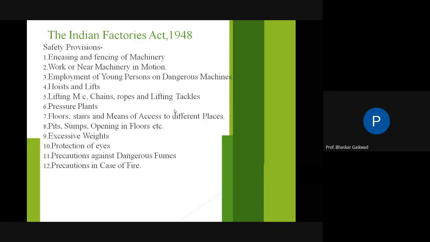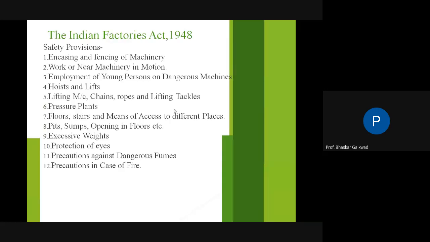Encasing and fencing of machinery means there should be a guard over the machinery. Work on or near machinery in motion should not allow any man or woman nearer to the motion of the machinery. Employment of young persons on dangerous machines means that, as far as possible, without a trained person or young person we can avoid the special machine. For material handling there should be hoists and lifts or a crane.